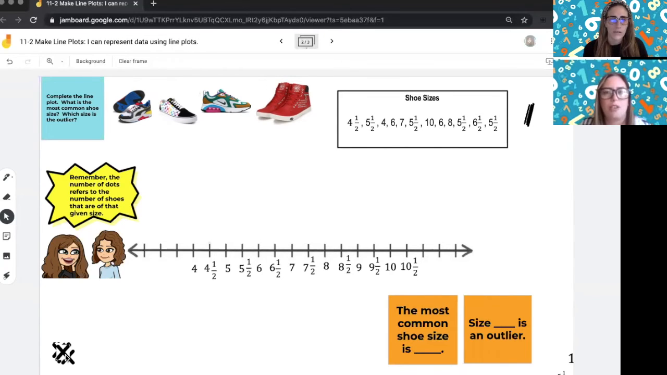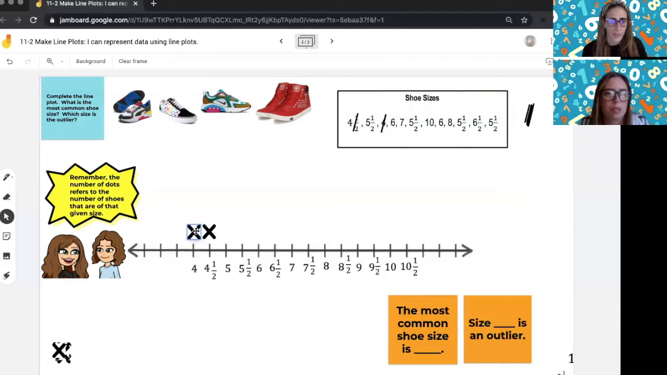So let's start with the first number, 4.5. So Ms. Ortiz, let's put 1 X above 4.5, and let's cross it out in our data set. Are there any other 4.5s here to plot? Nope, doesn't look like it. Oh, but I do see a 4. Oh, got it. So let's cross that 4 out, and let's put an X above 4.